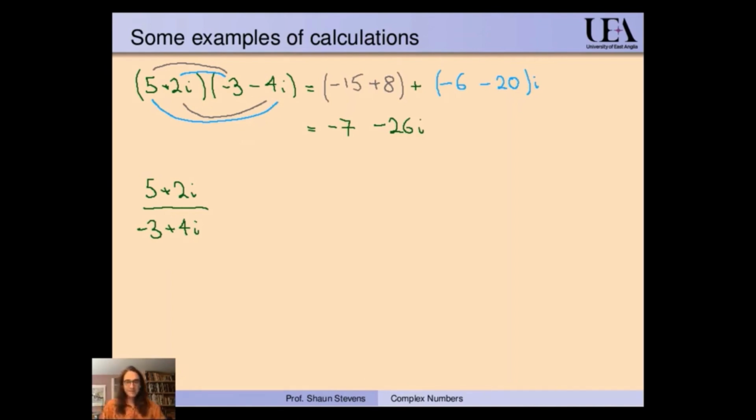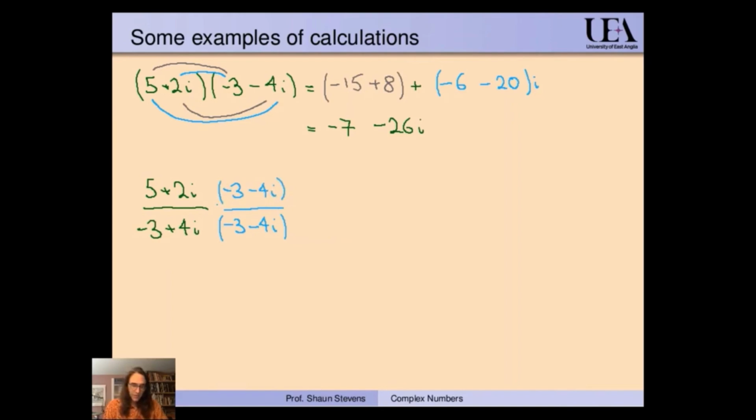But it's exactly the same thing here. So what we do is we multiply top and bottom by, we take the number that's in the denominator and we change from having plus 4i here to a minus 4i. So there's a special name for this. This is called a complex conjugate number. So we multiply top and bottom.